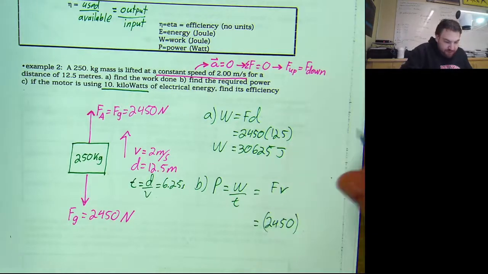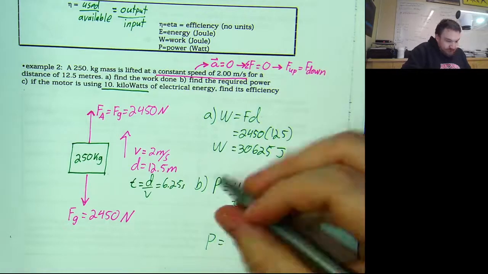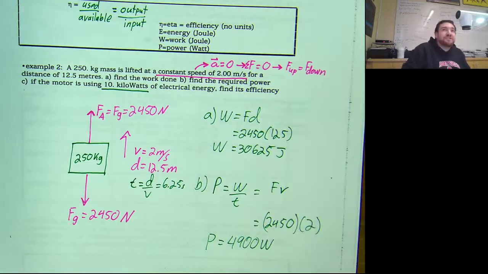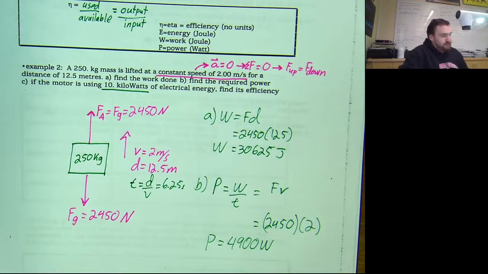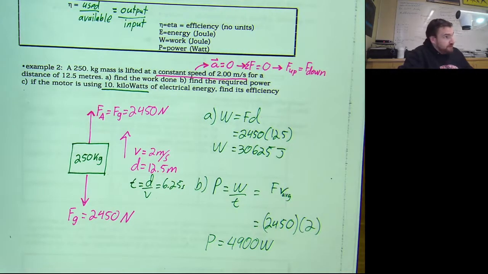2,450 times the 2 meters per second. So power equals 4,900 watts. You could also quote that as joules per second, or newton meters per second. It doesn't matter, all of those are valid units. I specified on the previous page that this V is the average velocity. So that's where you'd go back and use the formula that AJ just gave us: (Vi plus Vf) over 2 times T.